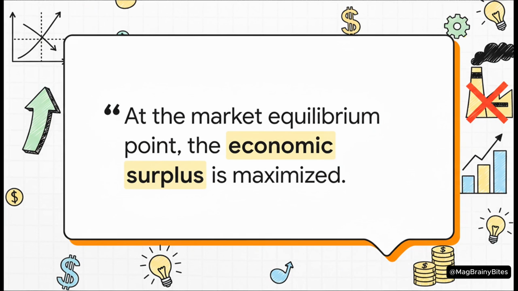And here's why that's so important. In a perfect world, that equilibrium point is the single most efficient outcome possible. It creates the most value, what economists call economic surplus, for everybody. The coffee drinkers are happy, the coffee sellers are happy, it's a win-win.